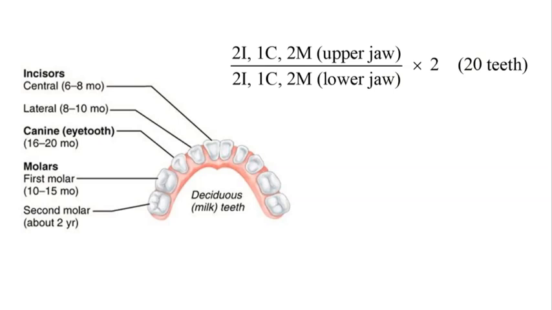The dental formula gives us the number of teeth on each side of the upper or lower jaw. So for instance, if we examine the right side of the upper jaw, we see that there are two incisors, a central incisor and a lateral incisor, one canine, and two molars. We see the same on the left side. So the same formula applies to the right side of the lower jaw. We have two incisors, one canine, and two molars. So multiplying these numbers by 2 gives us 20 deciduous or milk teeth.